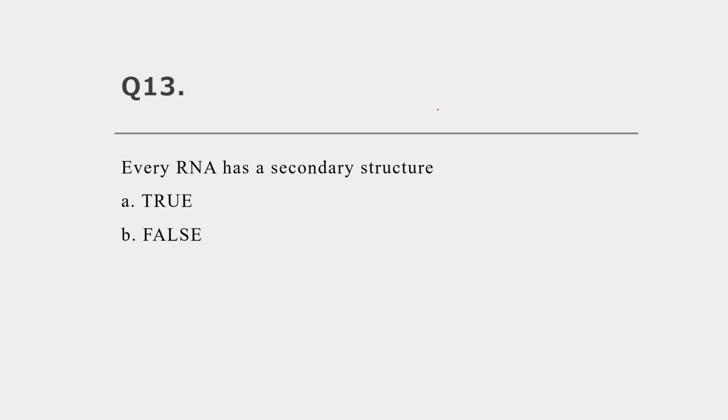Okay, so let's discuss. Most of you have answered A, that is true. So let me explain one thing first. Every RNA, it is said every RNA. Every RNA means there are a lot of RNAs present, but generally there are 3 types of RNA, right? mRNA, rRNA, and tRNA. And we know that tRNA is shaped like a clover leaf, and it has a secondary structure where base pairing happens, right?